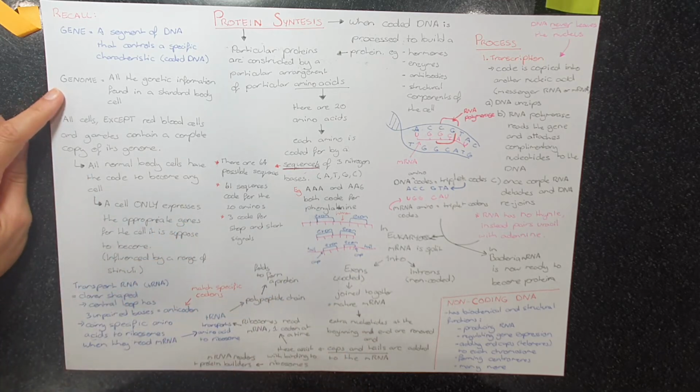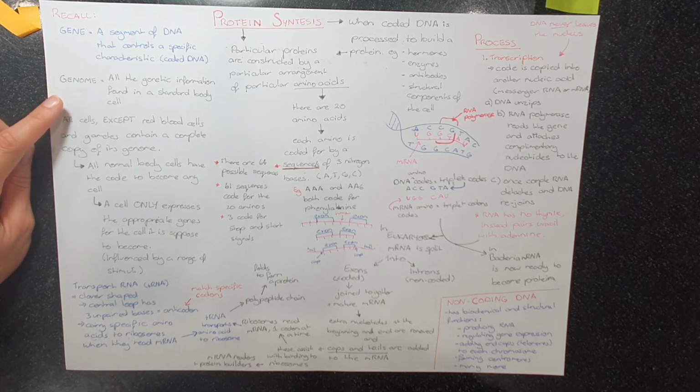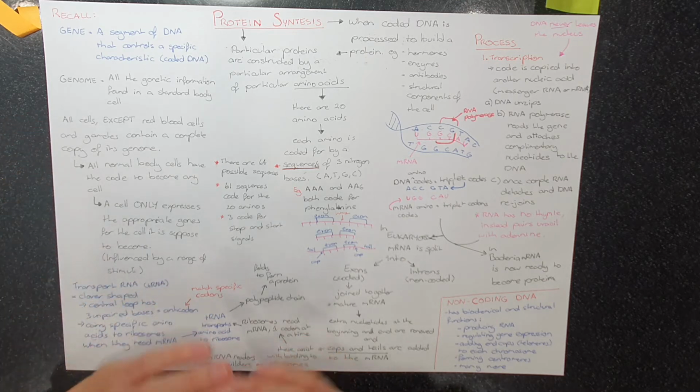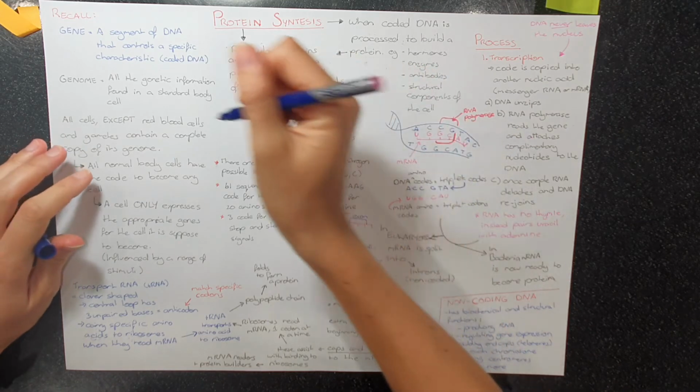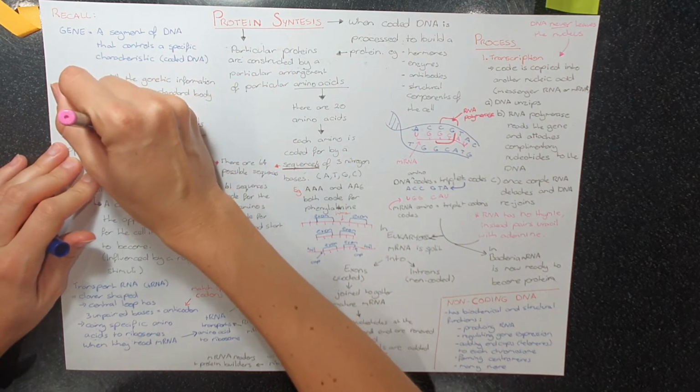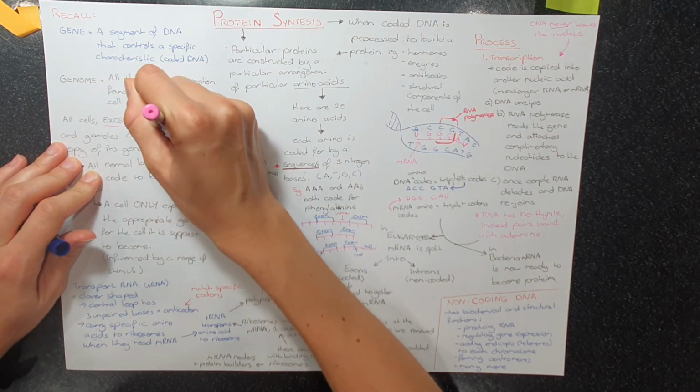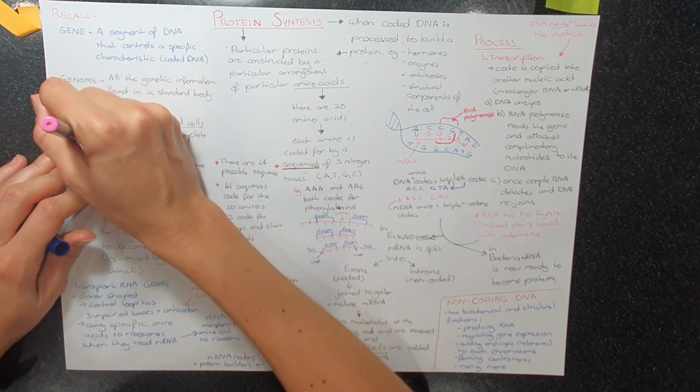The word genome refers to all the genetic material found in the body in a standard body cell. So the genome is found in all standard body cells except for red blood cells, and I'm going to underline that because that is a key difference, I should say. All except red blood cells and gametes.